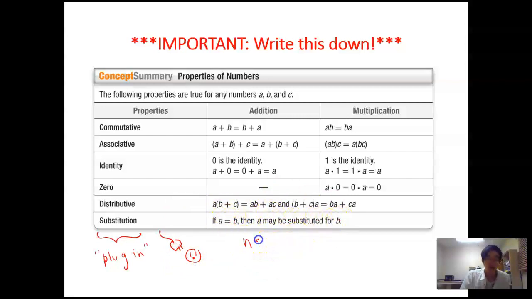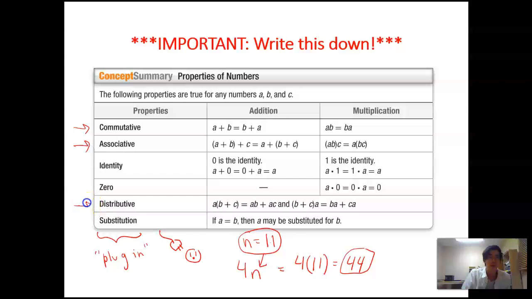So if I have N equals 11, and I have a term like 4N, this N equals 11 is going to replace where that N is. So that 11 is going to replace where that N is. So I would say 4 times 11 equals 44. So I hope this is all review. The important ones we're going to play around with are commutative, associative, and distributive for this lesson. So make sure you write down this table and use it as your reference point.